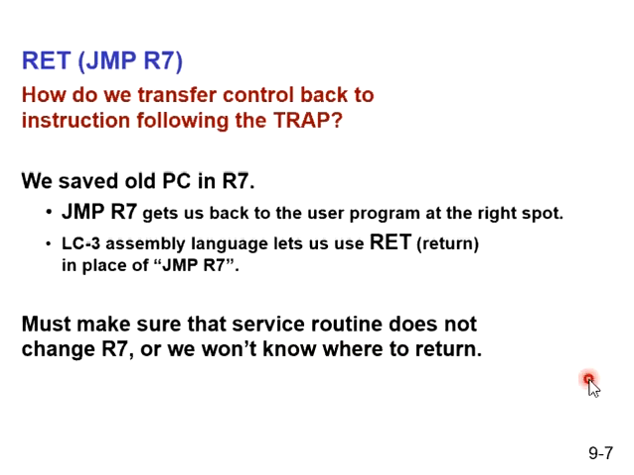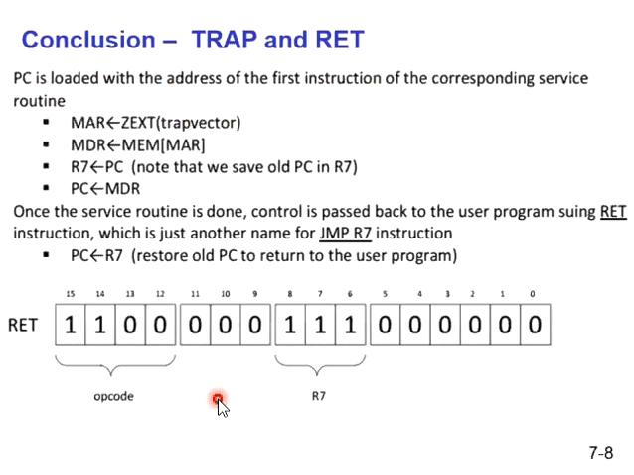But you remember, we have to return to our current program. So at the end of the trap, normally we use the instruction JMP R7 or RET to come back to the current program. In fact, at the end of the subroutine, we already have it. We don't need to write this instruction. So we can get the conclusion for trap and return over here.